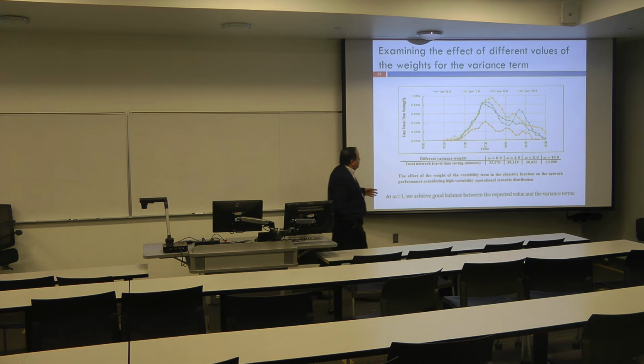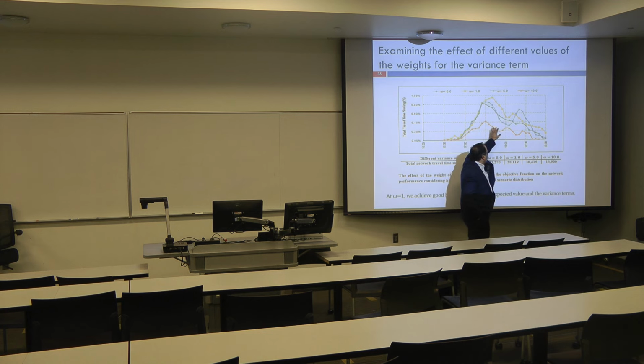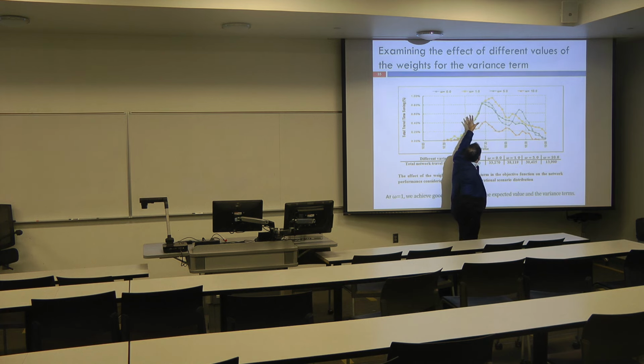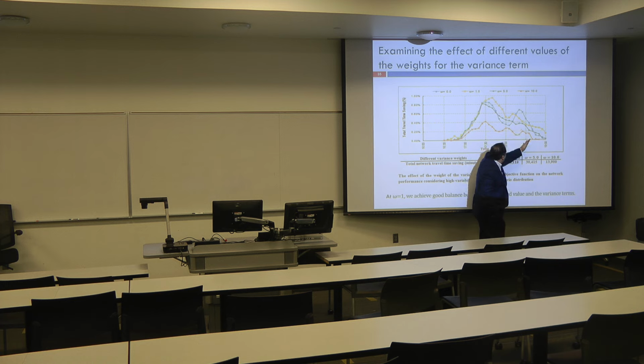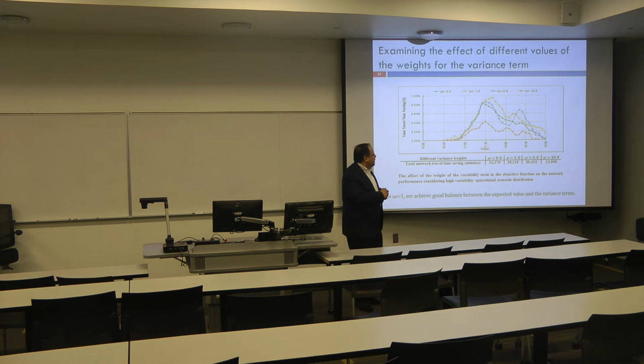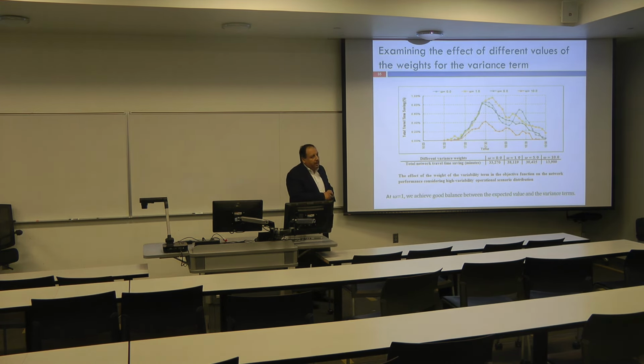So clearly, if omega equals 0, this is the case where we are not including the variance term. And when you go heavy on the variance, say omega equal 5, a weight of 5 times the variance relative to the expected value, you can see things are bad. We see that with omega equals 0, for most of the horizon, the performance is better. So in this case, it's valuable to include the variance term.